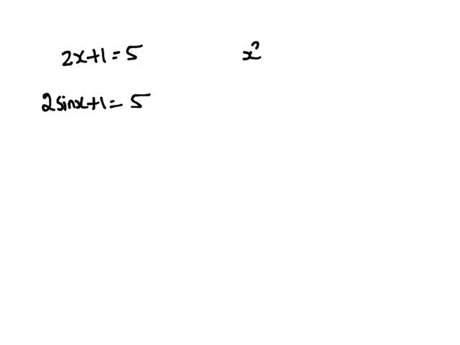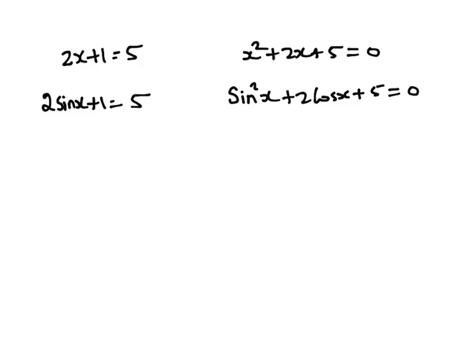Let me consider a quadratic equation, let's say x square plus 2x plus 5 equal to 0. This is an algebraic equation, actually a quadratic equation. But if I write it like this, sin square x plus 2 cos x plus 5 equal to 0, then this becomes a trigonometric equation. So a trigonometric equation is nothing but an equation involving a trigonometric function: sine, cosine or tangent. Now how do we solve them? Let us see.